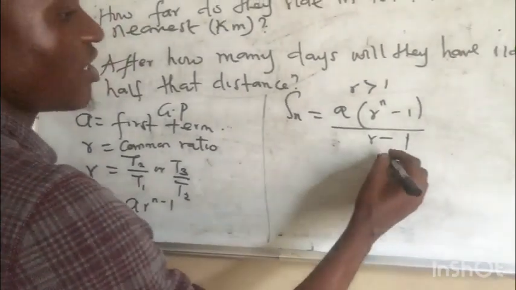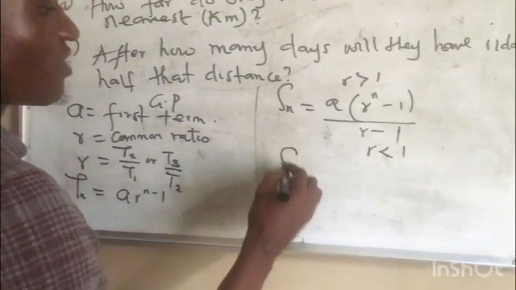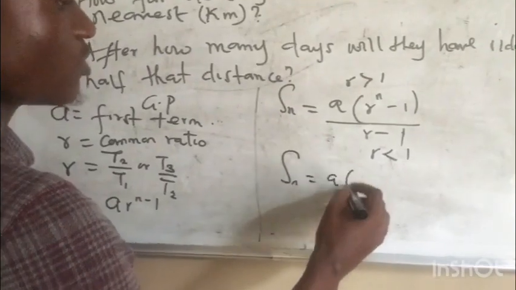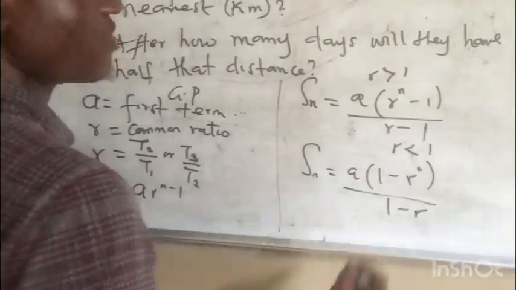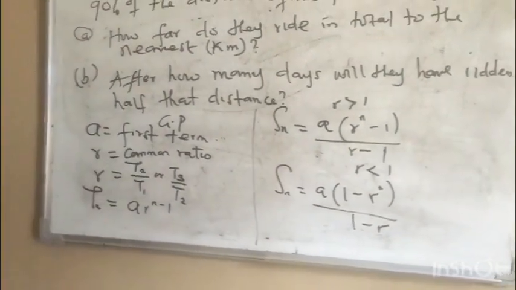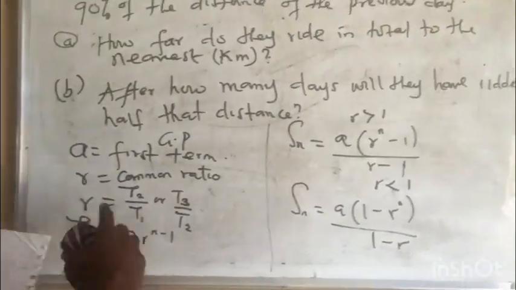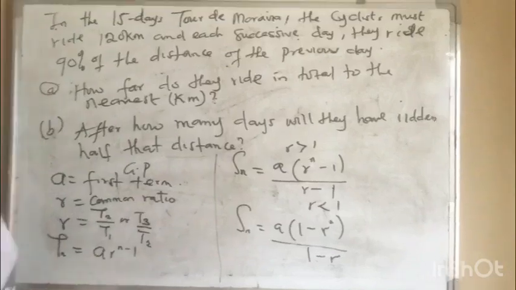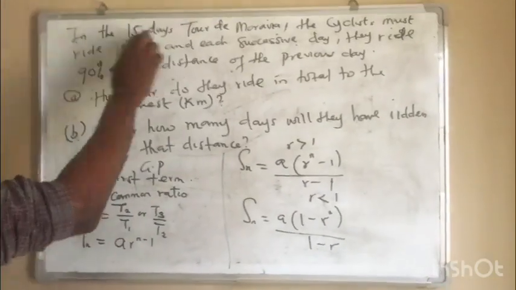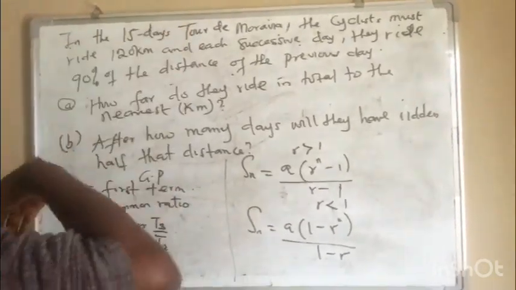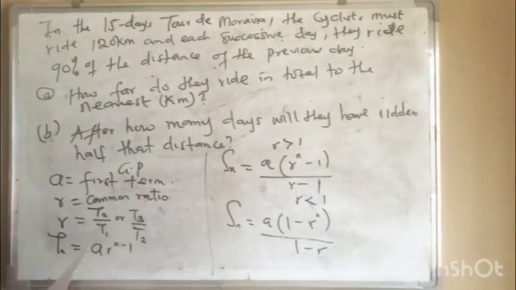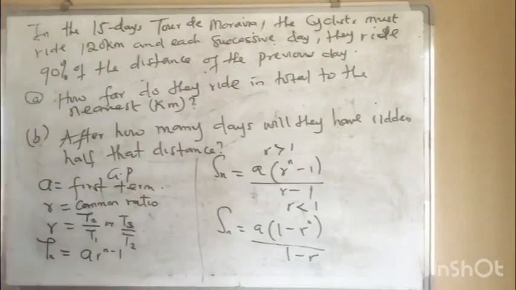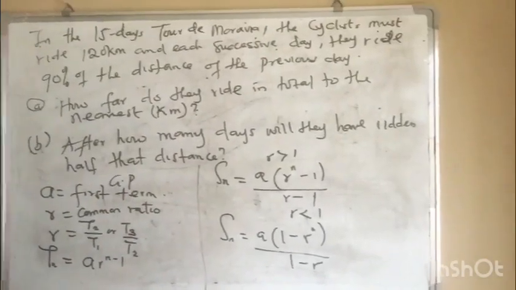But if our R is less than 1, we have our Sn equal to A into bracket 1 minus R raised to the power n over 1 minus R. So it depends on our common ratio. And these are the things that we apply in this question. Now, the 15 days is telling us the number of terms, which is our n, because the competition will last for 15 days.